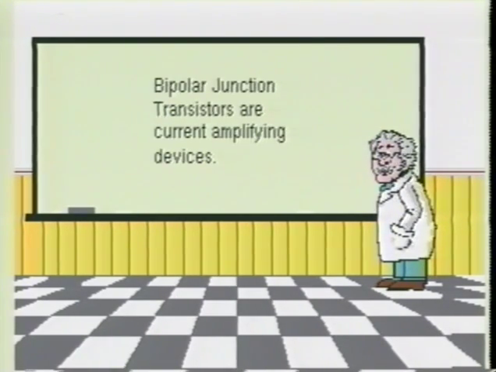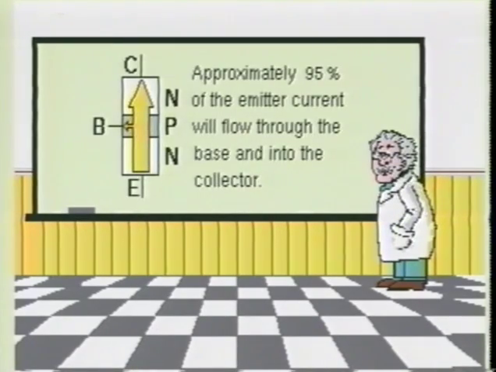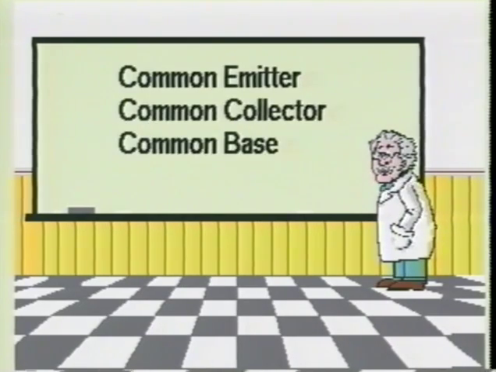BJTs are considered current amplifying devices because the base must draw current to allow the device to turn on. Approximately 95% of the majority charge carriers which leave the emitter will travel through the base section and flow into the collector of the device. BJTs are commonly found in one of three configurations: in the common emitter, common collector, or in the common base configuration. Of these, the common emitter is the most frequently used.